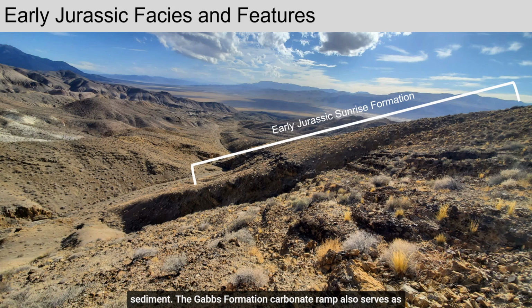The Gabbs Formation carbonate ramp also serves as a baseline comparison for early Jurassic environments. If there were no significant changes to the system, we might expect to revisit the same facies associations seen in the Gabbs as we move into the early Jurassic. Rather, we see an entirely different set of environments.